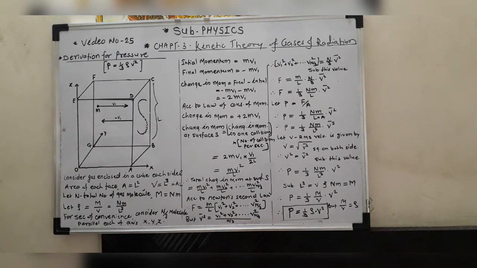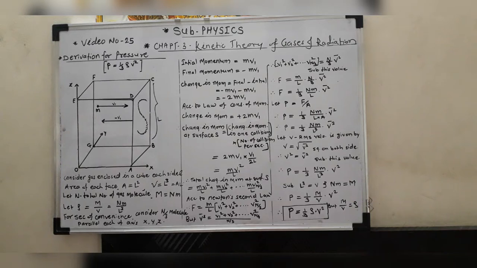Myself, Rajesh Lagar, physics teacher, and we have to see here the chapter number 3, kinetic theory of gases and radiation. Now we have to see the next very important topic, that is the derivation of the pressure exerted by the given mass of gas, that is P is equal to 1/3 rho V square.